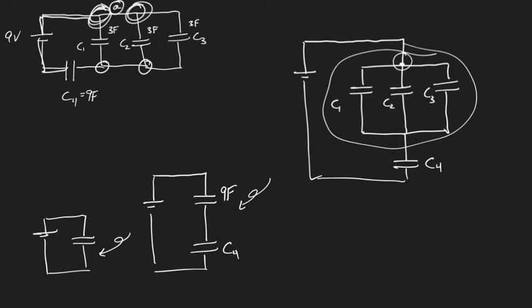You see what I mean by stepwise reduction? It takes some practice, but if this was also 9, then 1 over 9 plus 1 over 9 is 2 over 9. The inverse of that is 4.5 farads. This would be considered the equivalent circuit. All right.